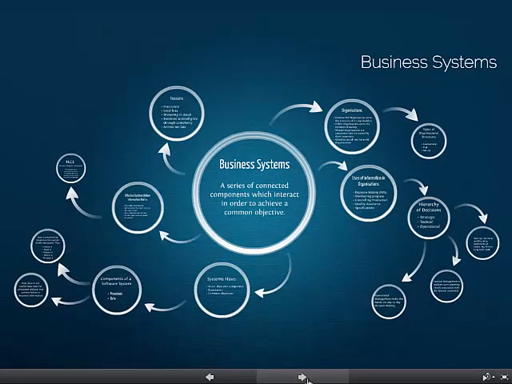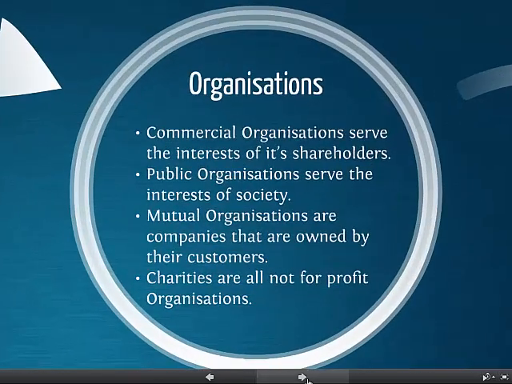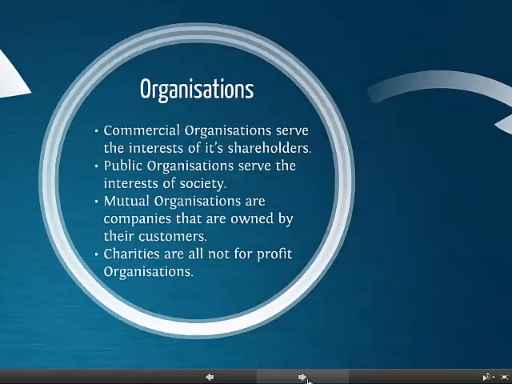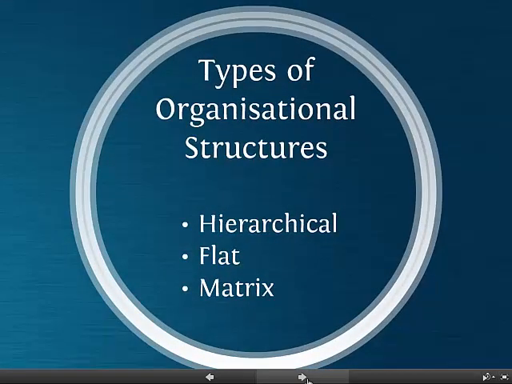So we're taking these systems, and they're business systems. They're systems which are used by organizations. And organizations come in various shapes and sizes. Commercial organizations, they're there to make money, make profit. We've got public organizations, things like the army, street lighting. We've got mutual organizations, which is a company structure owned for the benefit of the members. And we've got charities, which are not-for-profit organizations. These are all consumers of business systems.